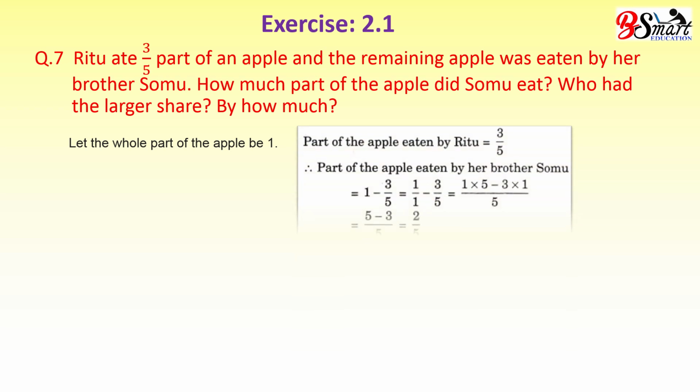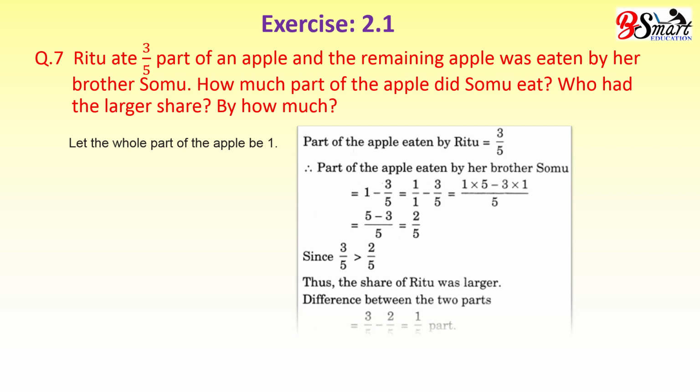Therefore, part of the apple eaten by her brother Somu is equal to 1 minus 3 by 5, equal to 1 by 1 minus 3 by 5, which is 1 into 5 minus 3 into 1 upon 5. That is 5 minus 3 upon 5, which is equal to 2 by 5. Since 3 by 5 is greater than 2 by 5, the share of Ritu was larger. Difference between the two parts is 3 by 5 minus 2 by 5, which is 1 by 5 part. Hence, Ritu's part is larger by 1 by 5.